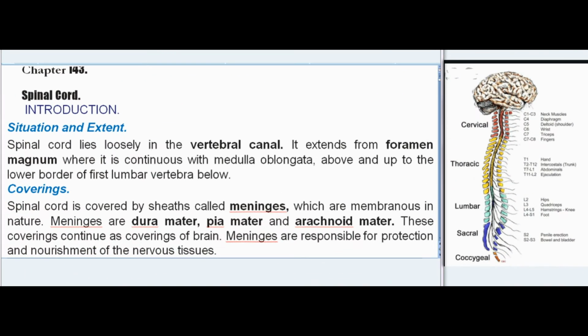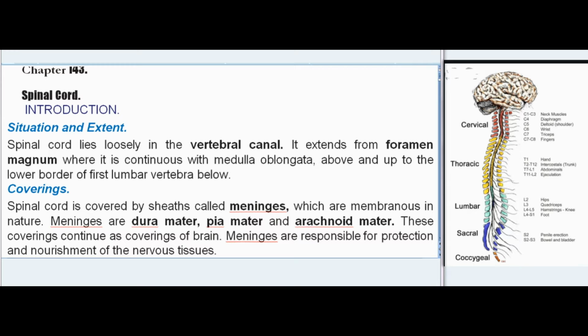Chapter 143. Spinal Cord. Introduction. Situation and extent. Spinal cord lies loosely in the vertebral canal. It extends from foramen magnum, where it is continuous with medulla oblongata, above and up to the lower border of first lumbar vertebra below.